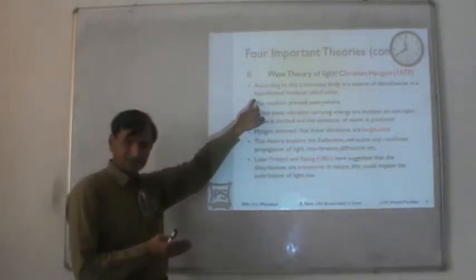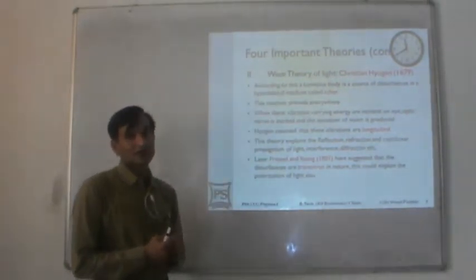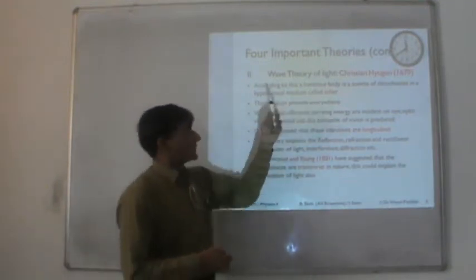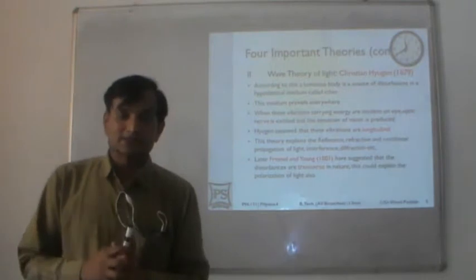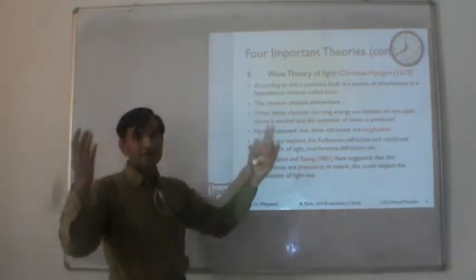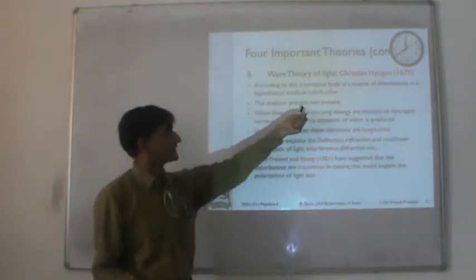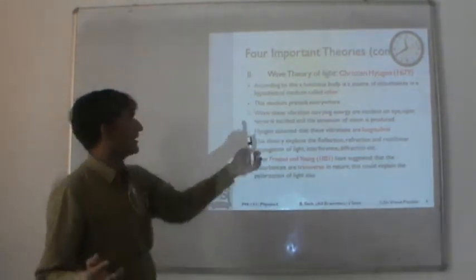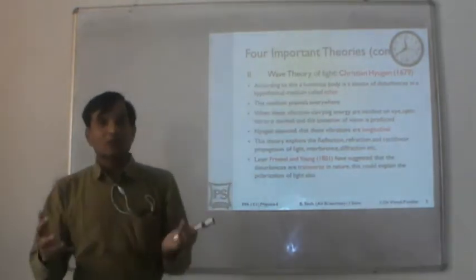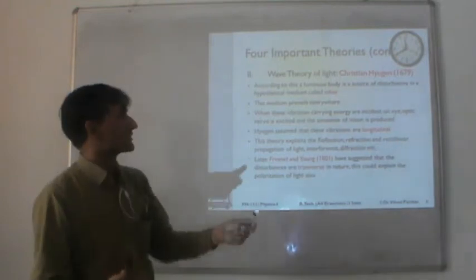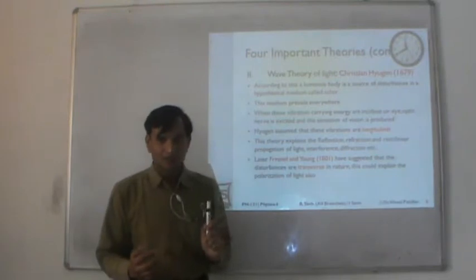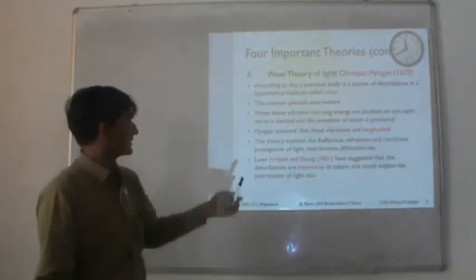First time he proposed this particular hypothesis that a luminous body is in general a source of various disturbances, and these disturbances propagate in a hypothetical medium which is known as ether. So Christian Huygens has assumed or postulated a particular medium, and this medium exists everywhere in the space. So we say that the medium prevails everywhere. So when you assume that every illuminating body is the source of disturbances, and those disturbances are propagating in a medium which is known as ether, and this medium is available everywhere in the space.